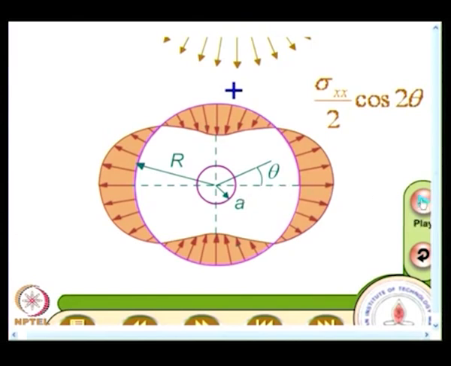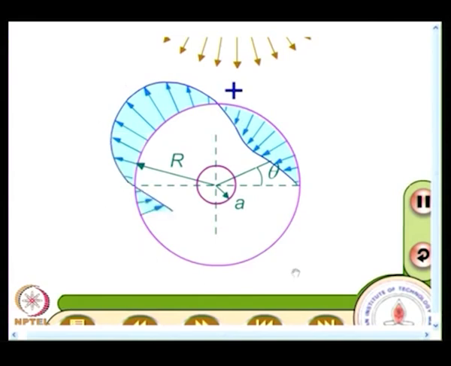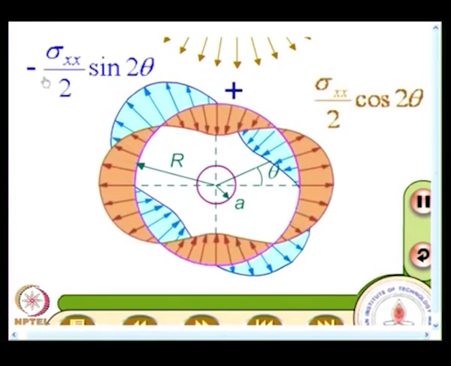And we will also look at the shear stress. The shear stress variation would be something like this, and this is minus sigma XX by 2 sin 2 theta. So, both these kinds of loading exist in this problem. You have a contribution from sigma XX by 2 cos 2 theta and minus sigma XX divided by 2 sin 2 theta.